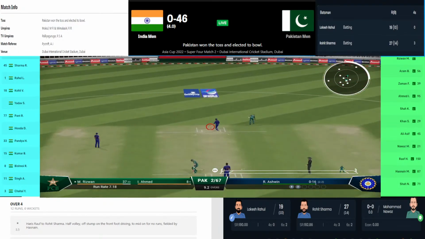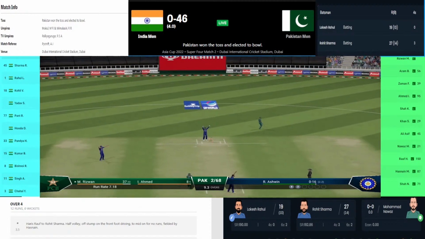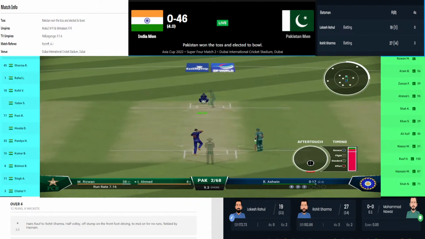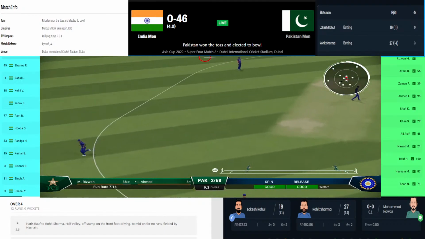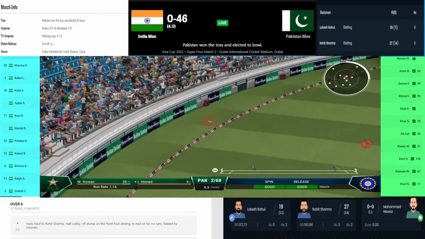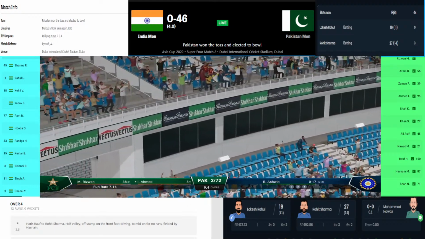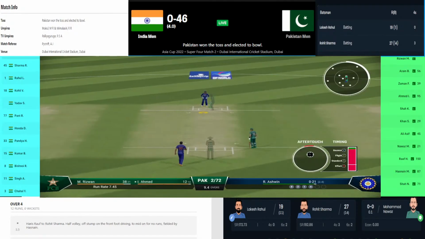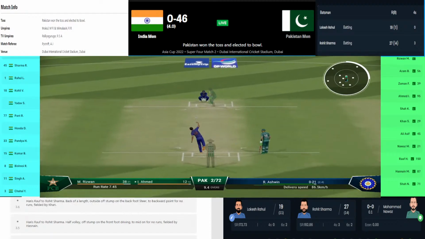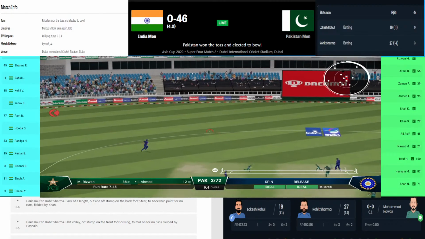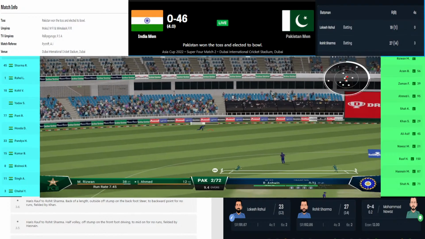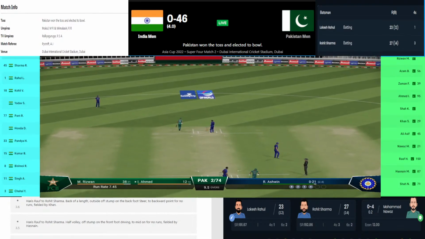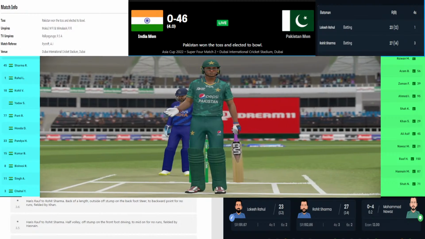46 without loss is the score of India after 4 overs, and now Nawaz is there in place of Mohammad Naseem. So a spinner into the attack for Pakistan against KL Rahul. Pakistan will have to do some serious thinking about whether to give the ball to the other bowlers, because right now these batsmen are not ready to stop. They are just smashing. So let's see if Nawaz is able to stop this type of attacking play.